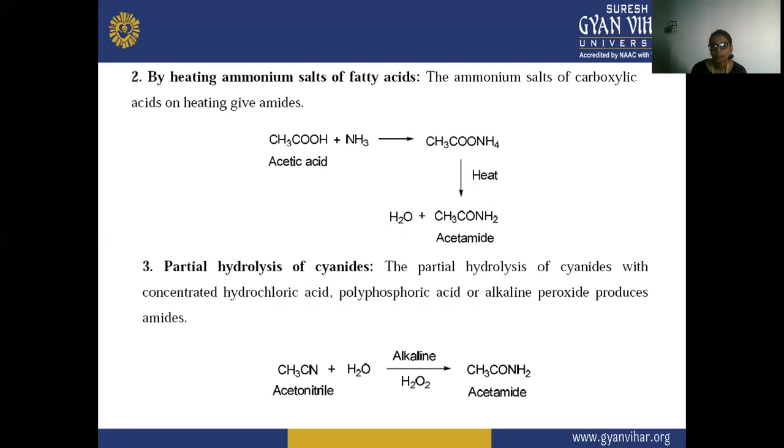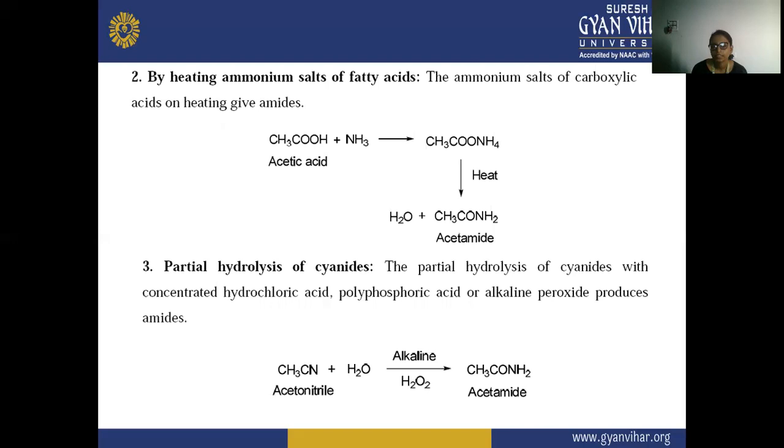So by heating ammonium salts of fatty acid, this CH3COONH4 is the ammonium salt of fatty acid. On heating, it is dissociating and it is forming acetamide as well as a water molecule. So in this, firstly the ammonium salt of carboxylic acid has to be formed. This forms from the acetic acid plus ammonia.